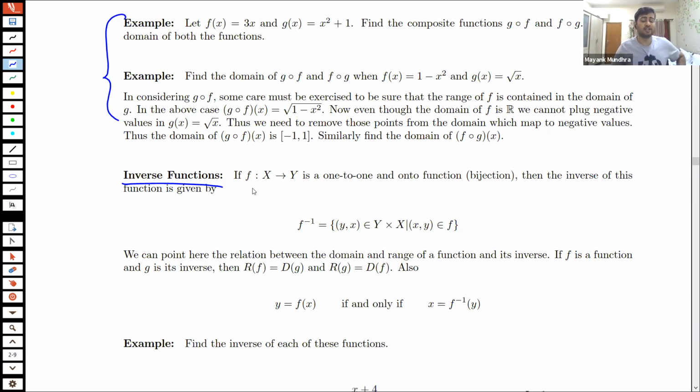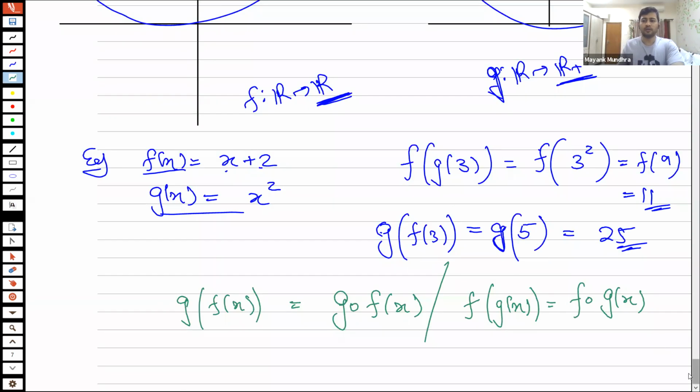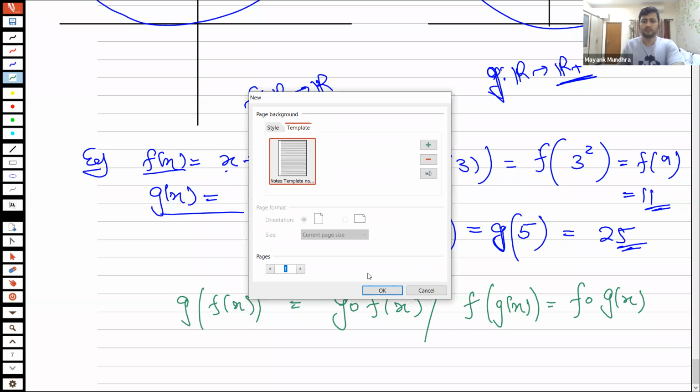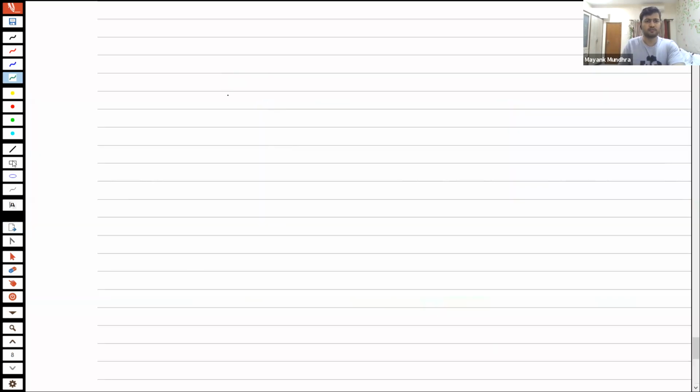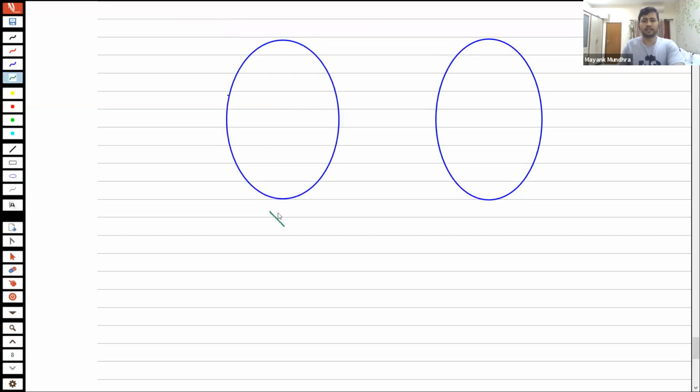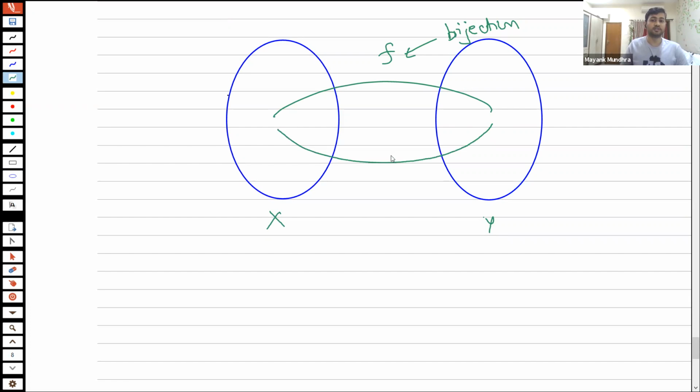So function f takes from x to y, f inverse will take from y to x. Okay. So it will just take 2-3 extra minutes, so just be patient. Stay with me. So this is your set x and this is your set y. So you have a function f which goes from set x to y. Now, if this function is a bijection, which means it is one-to-one and onto, then you can even go in the reverse direction. You can call this function f inverse.